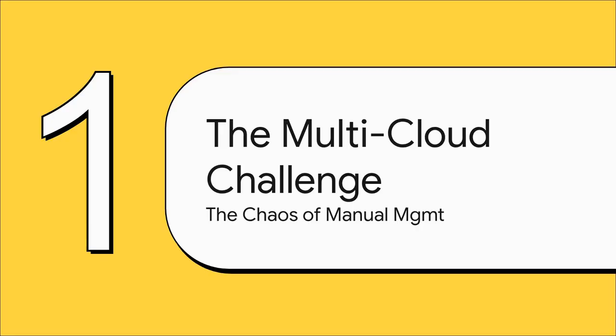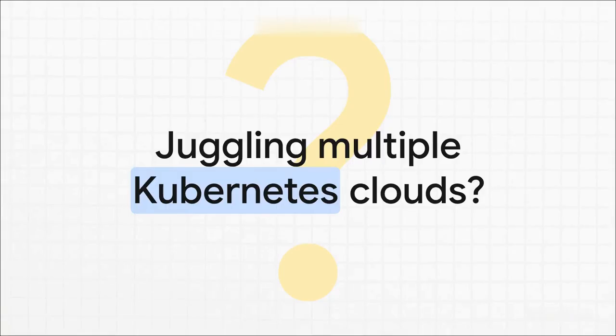Before we can really appreciate the elegance of the solution, we've got to get our hands dirty and understand the problem we're actually trying to solve here. Sound familiar? A lot of us are in this boat. You're trying to use the best of what AWS, Azure, and Google Cloud have to offer. But that means you're suddenly juggling clusters on EKS, AKS, and GKE. And wow, does that add a whole new layer of complexity to your life?